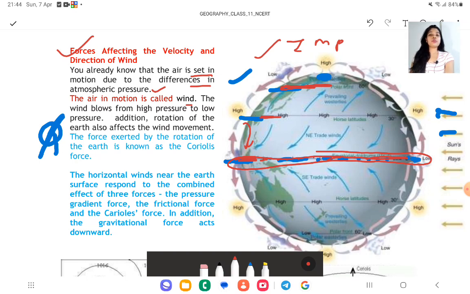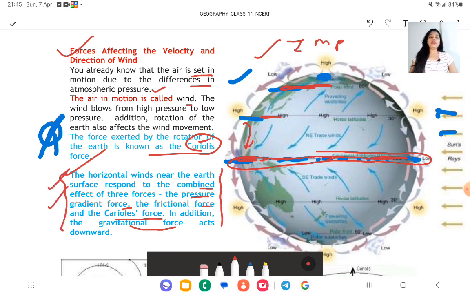The force exerted by the rotation of the earth is known as Coriolis force. So this Coriolis force is also acting. Suppose this is your earth. The earth is moving, right? When the earth is rotating, it will have a force called Coriolis force. The horizontal winds near the earth's surface respond to the combined effects of the pressure gradient force, the frictional force, Coriolis force, and in addition gravitational force. So again this becomes an important concept here.